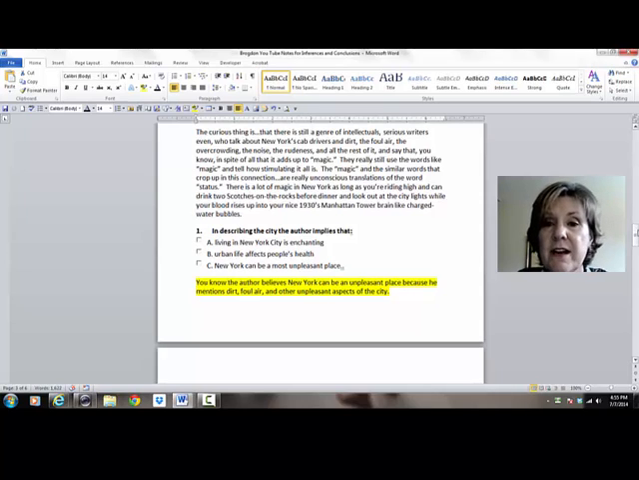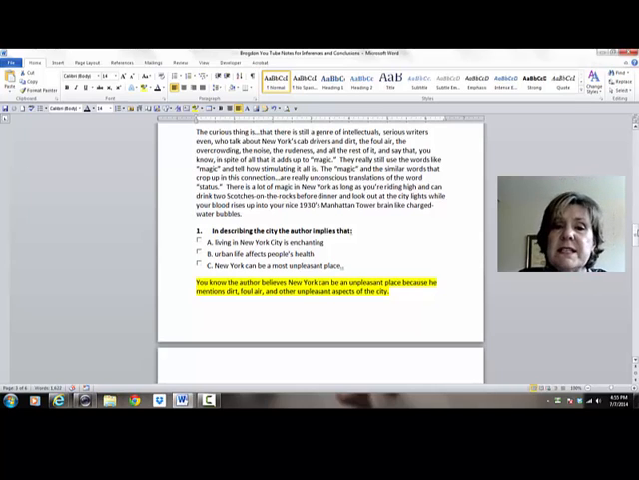The magic and the similar words that crop up in this connection are really unconscious translations of the word status. There is a lot of magic in New York as long as you're riding high and can drink 2 scotches on the rocks before dinner and look out at the city lights while your blood rises up into your nice 1930s Manhattan Tower brain like charged water bubbles.